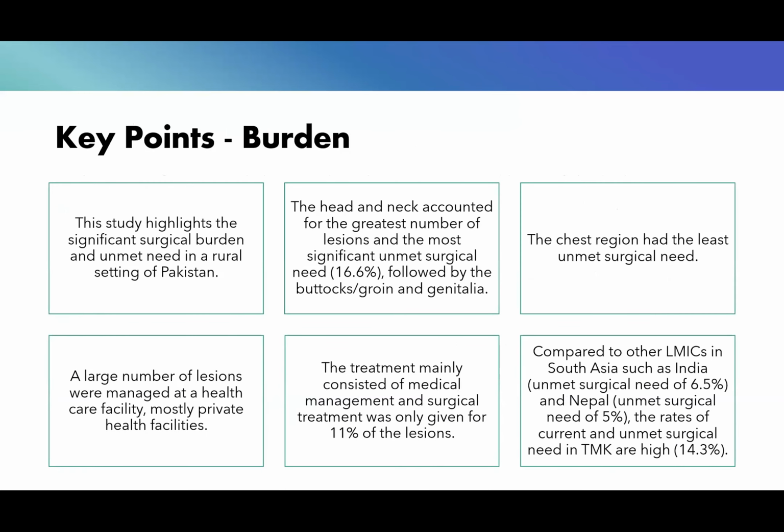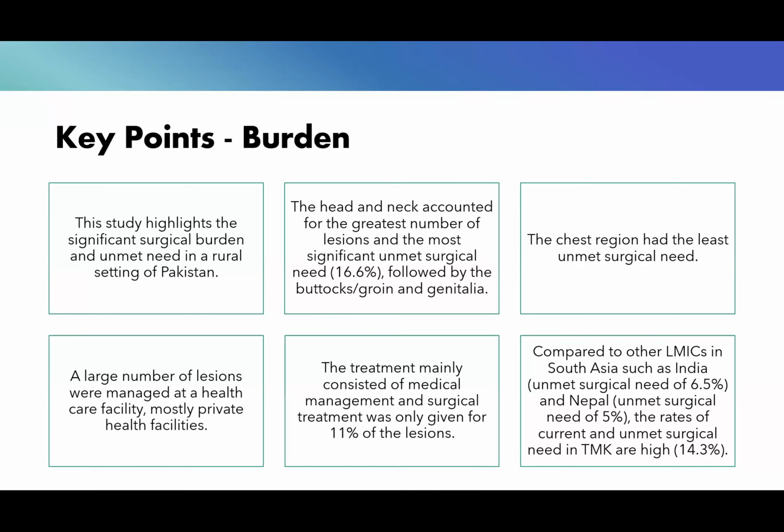So coming to the key points, this study highlights the significant surgical burden and unmet need in a rural setting of Pakistan. Head and neck accounted for the greatest number of lesions and the most significant unmet surgical need, followed by buttocks, genitalia, and groin. The chest region had the least unmet surgical needs. A large number of lesions were managed at a healthcare facility, mostly a private health facility. The treatment mainly consisted of medical management, and surgical treatment was only given for 11% of the lesions.